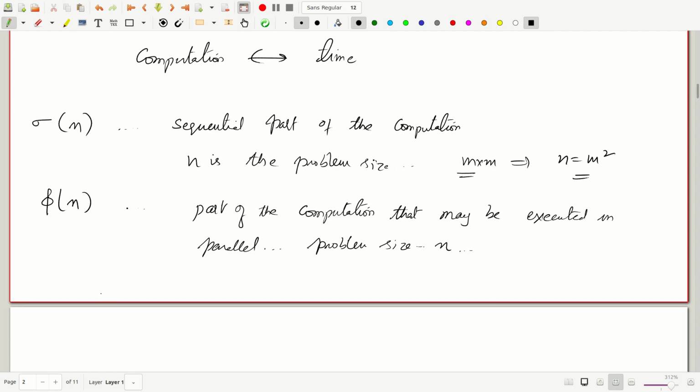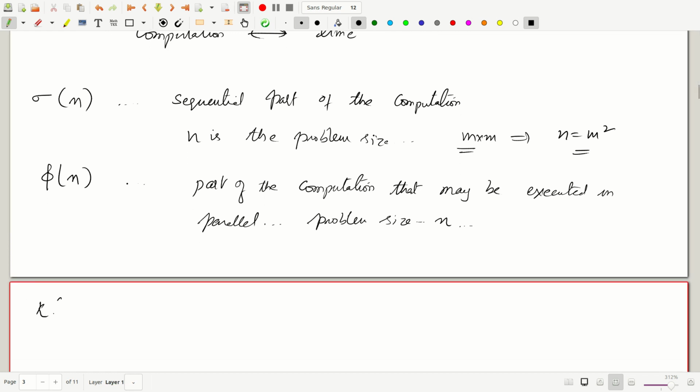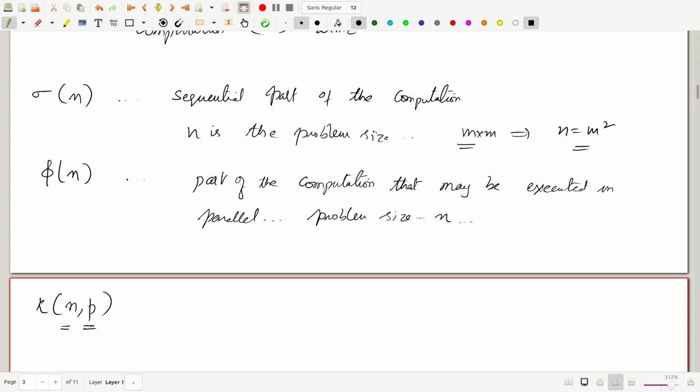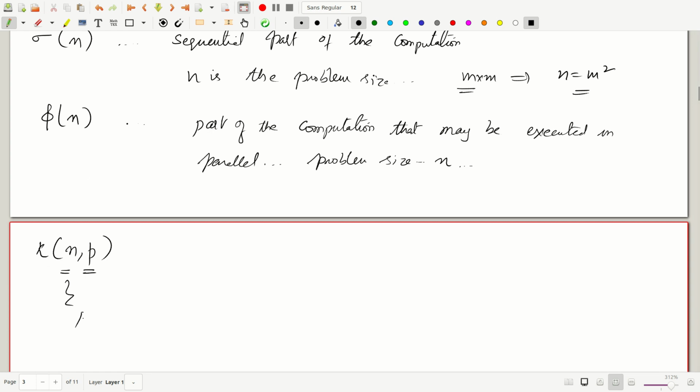Then you have the overheads. Let us define overheads using kappa, and let us say it is a function not only of the problem size n but also of p, the number of processes. So kappa of n, p, because as the number of processes increases, the amount of overhead also increases.